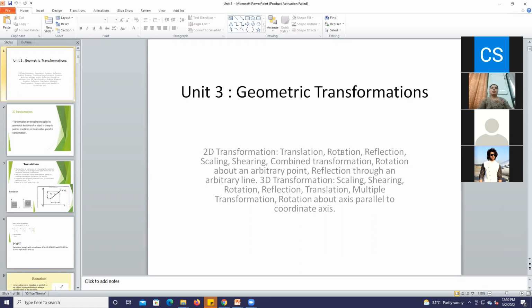Rotation is again the change in the position, but in a circular way. A two-dimensional rotation is actually dealing with the change in the position again, but in a circular manner. So that is about rotation. And for rotation, we need to have the angle of the rotation and direction of the rotation.